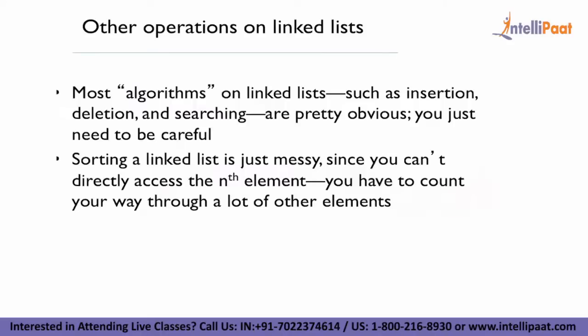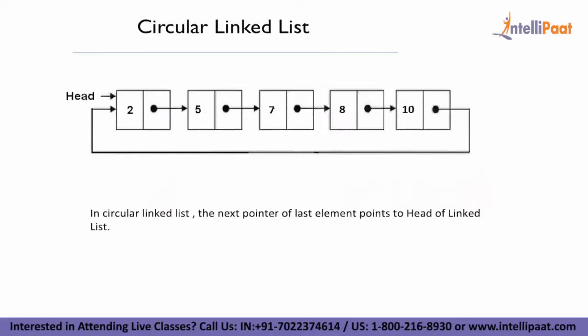For example, we can shuffle two values in an array very easily, but if you want to shuffle two values in a linked list, we need to change a lot of pointers. So we need to be very careful in that also. So there is a special case called circular linked list.